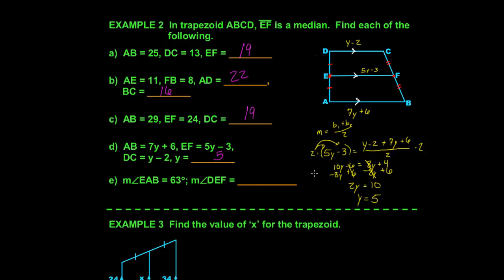Alright, measure of EAB. Now this is one of those key things I told you. If you look at this, it looks like it's 90, but you cannot take that for granted in these questions, because these questions are going to test your knowledge of stuff. EAB right here is 63 degrees. It wants to know the measure of DEF.